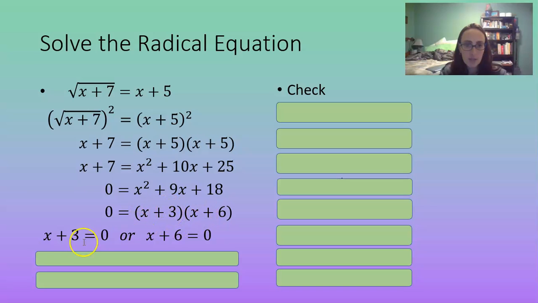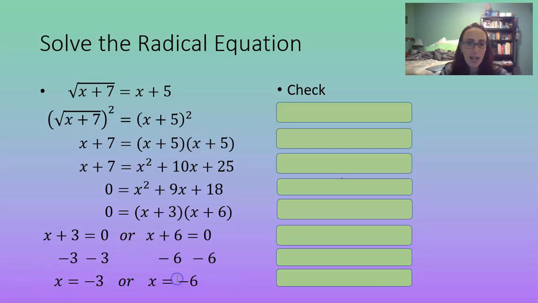So that means my x plus 3 could be equal to 0, or that means my x plus 6 could be equal to 0. Finishing off by getting x by itself, I have to undo my plus 3 by subtracting 3 on both sides. I have to undo my plus 6 by minusing 6 on both sides. So I have my work there. I have now the solutions x is negative 3 or x is negative 6.